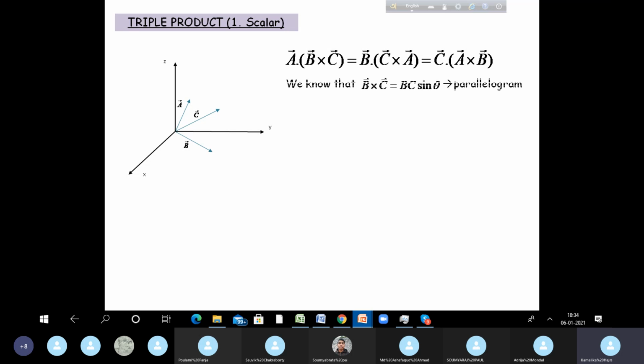So B cross C, from the first term, we have within the bracket B cross C, and we know from our just learned definition that B cross C, the magnitude, I'm sorry, I should have given a modulus over here, modulus of B cross C is BC sine theta, where theta is the angle between B and C.